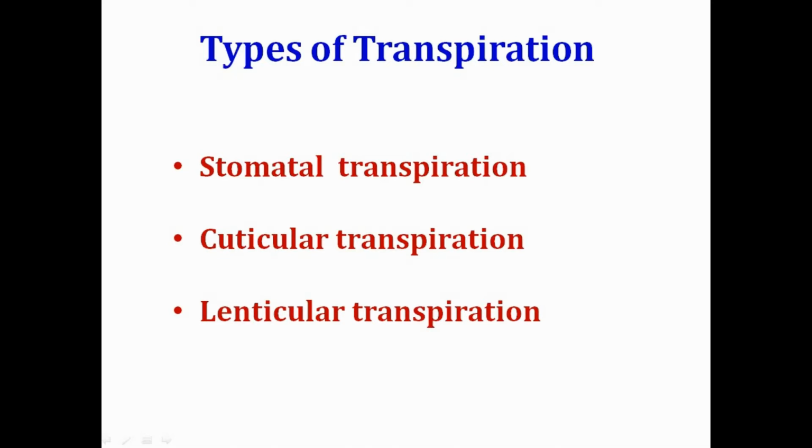In this type of transpiration, water evaporates through small openings called stomata, which are present in leaves. It accounts for about 90% of the total transpiration.